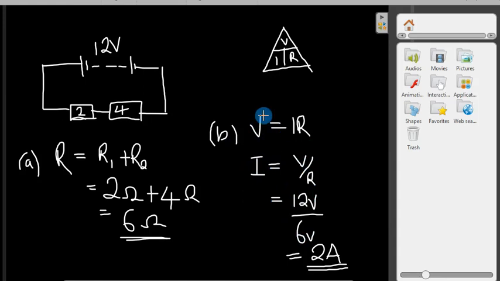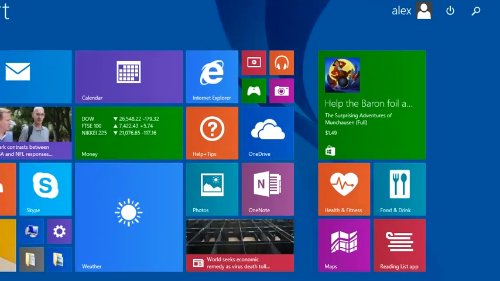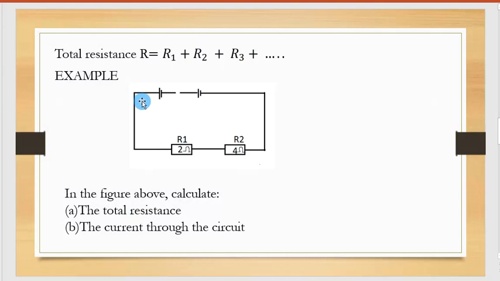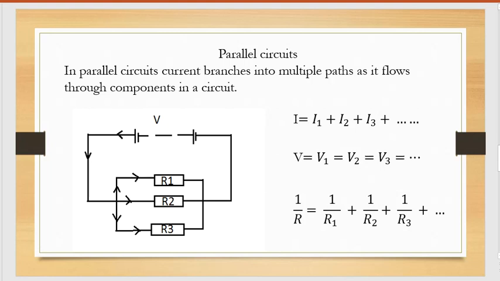So we have looked at series. We can now proceed and look at parallel. We have answered this question as an example on series circuits, where current passes only through one path. Let us move a step now and look at parallel circuits. In parallel circuits, current branches into multiple paths as it flows through components in a circuit.